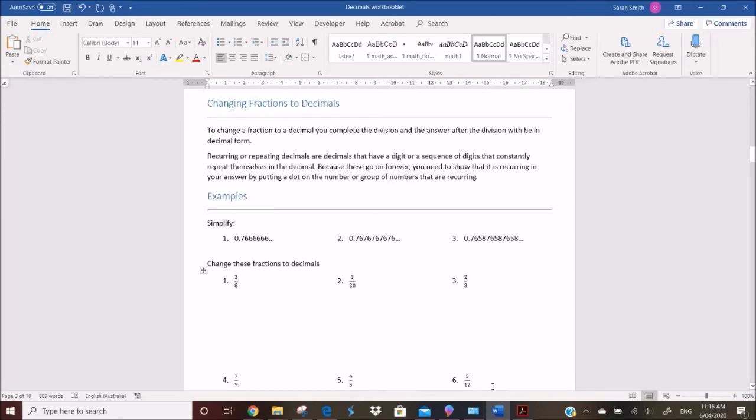Okay, so today we're going to be looking at changing fractions to decimals. When we want to change a fraction to a decimal, you need to complete the division. So how we do our long division and put it in decimal form.